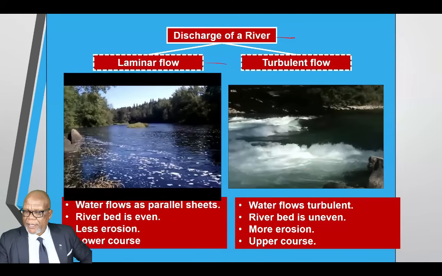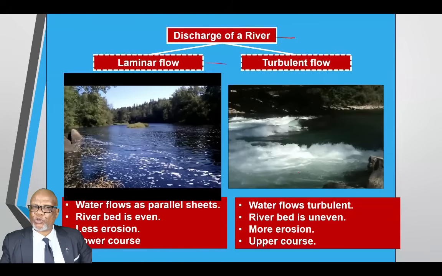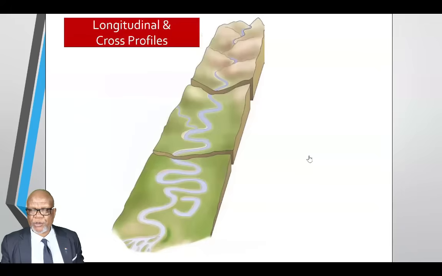And turbulent flow: there are rapids, there are waterfalls, there are a lot of obstacles along the river course. These obstacles we call nick points. They make the river flow on an uneven surface, and that flow characteristic is called turbulent flow.